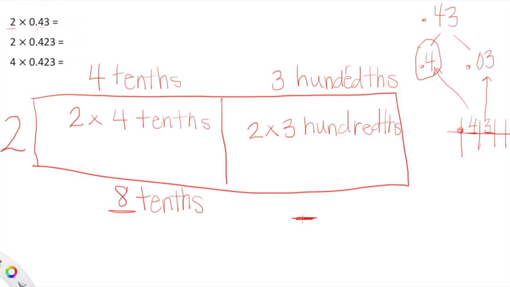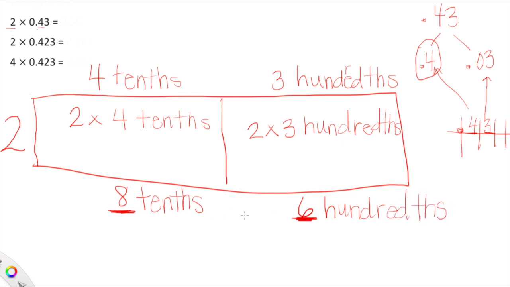These lines represent our 2 products from the 2 rectangles. Let's figure out what 2 times 3 hundredths is. This is 2 copies of 3 hundredths. Well, I know 2 times 3 is 6. 2 copies of 3 hundredths is 6 hundredths.